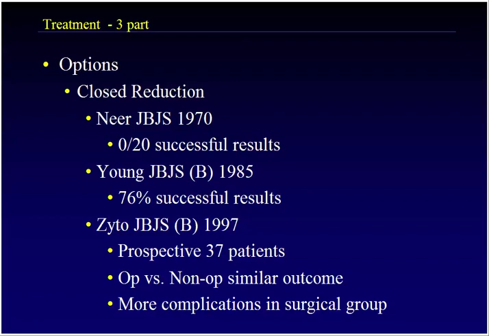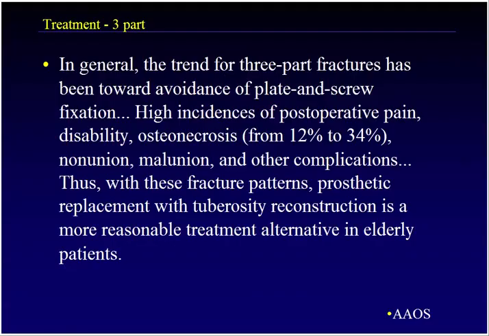So the point of this is that over the years, there has been a trend away from aggressive surgical treatment towards non-operative treatment of many patients with 3-part fractures. And it's clearly been shown that patients that are treated surgically do have, of course, a higher complication rate. This is a direct quote that Dick put in here from, I believe, the Academy, which says that in general, the trend for 3-part fractures has been toward the avoidance of plate and screw fixation due to the fact that there's a high incidence of postoperative pain, disability, osteonecrosis, non-union, malunion, and other complications.